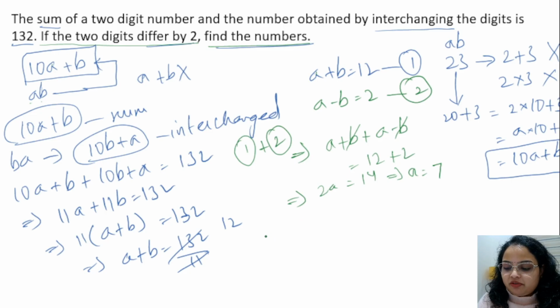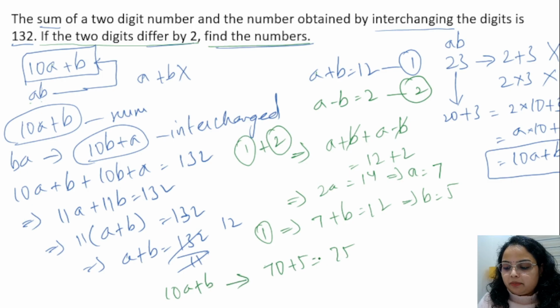I am substituting the A value in the first equation. I'll get 7 plus B is equal to 12. So B is equal to 12 minus 7, which is 5. So the number is 70 plus 5, which is 75. By 70 plus 5, it is 10A plus B. Okay, the number is 75. When the digits are interchanged, the number will be 57.